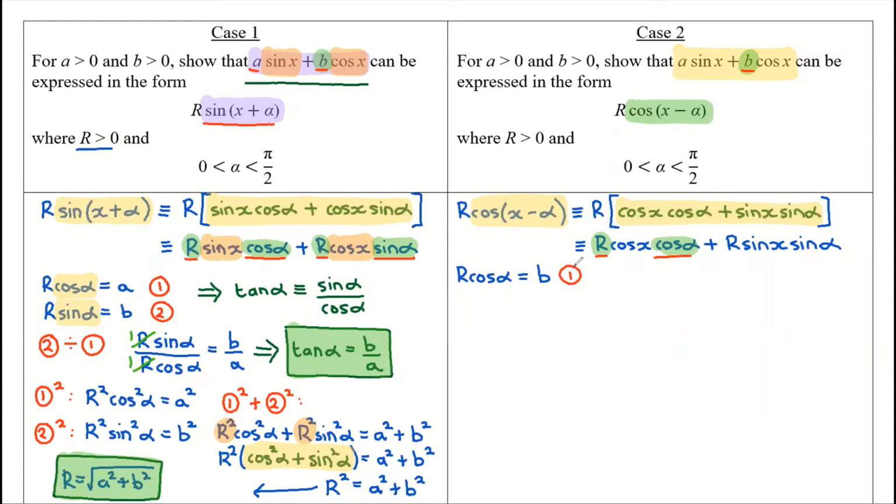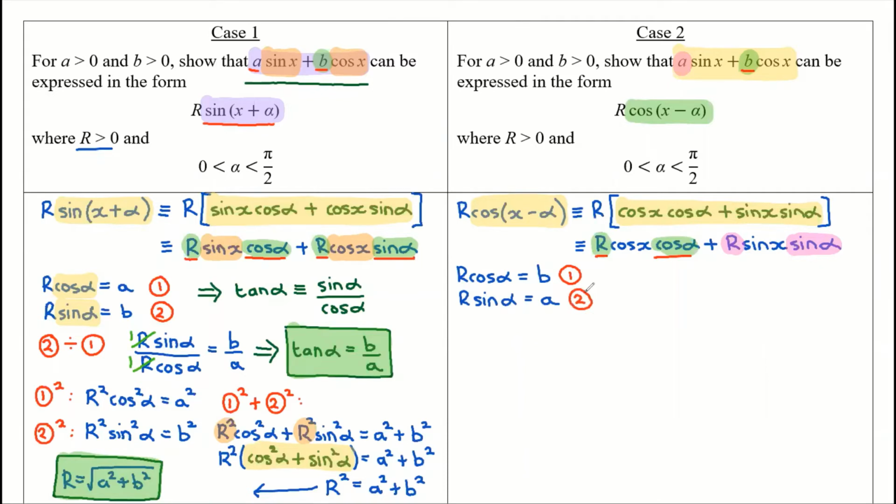And then we apply the same reasoning to the second term. So in this instance, we've got r again, and we've got sine alpha multiplying sine x. So the r and the sine alpha must combine, and they must be equal to a. So that's our second equation. So we have r sine alpha equals a. All right, so we've got very similar looking equations. They're slightly different though, aren't they?